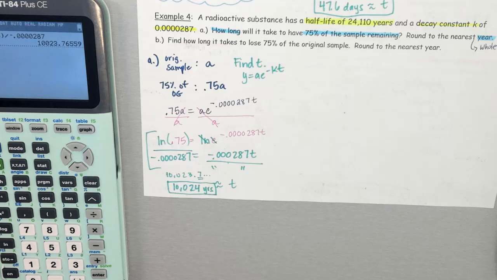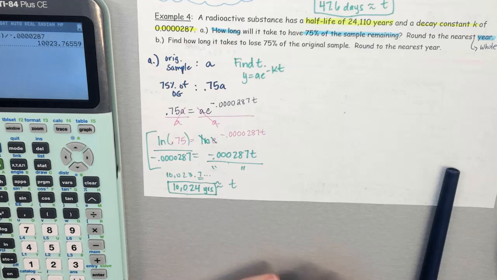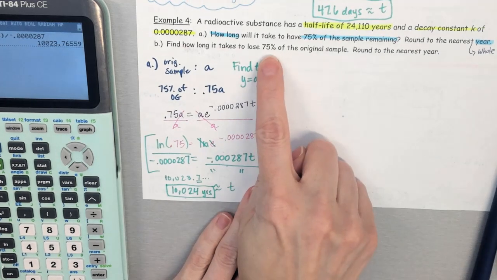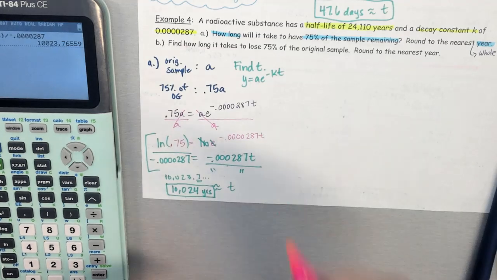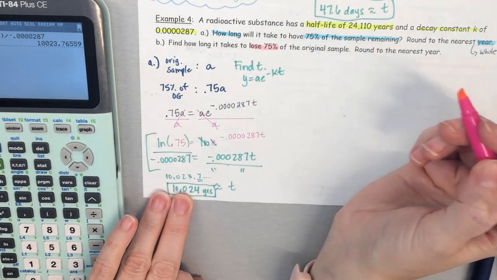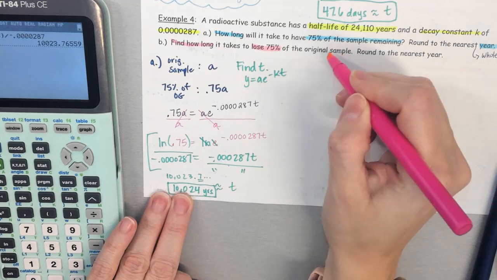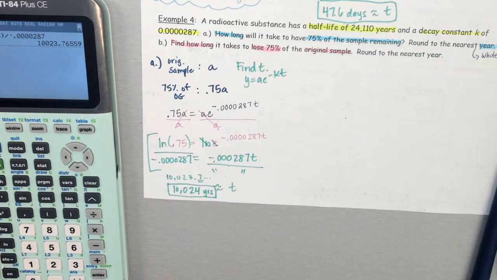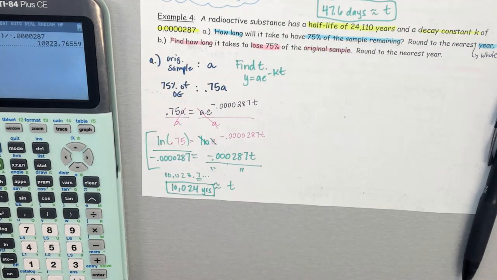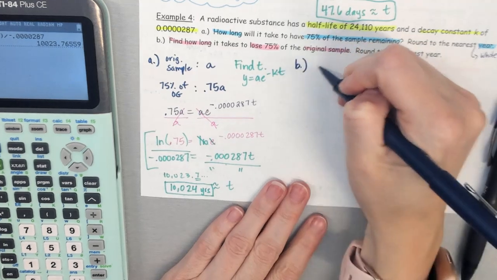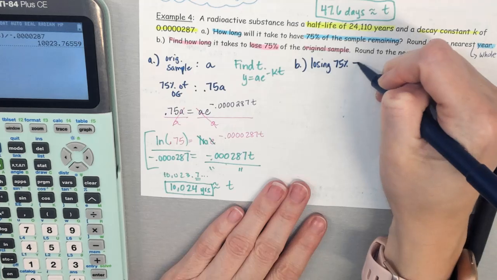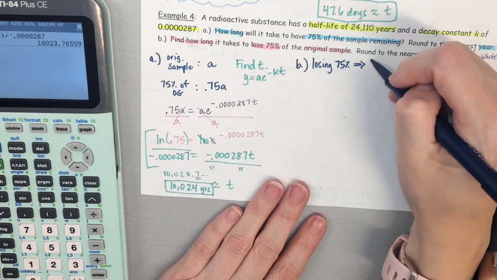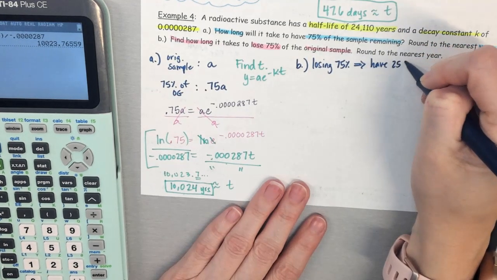All right, now let's look at the language in part B. It says find how long it takes to lose 75%. So here it was have, this is lose. So if you lose 75%, how much is remaining? 25. So when you're setting up your equation, losing 75% means you have 25% remaining.